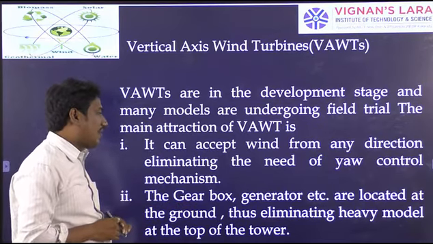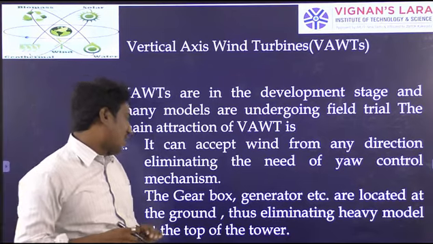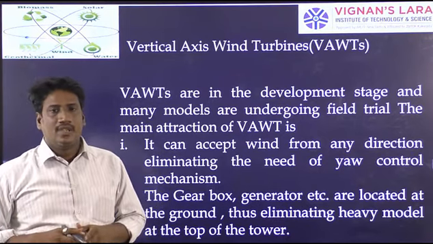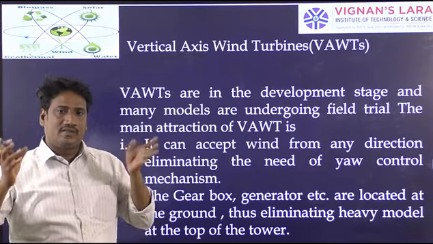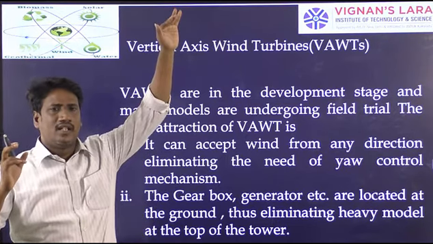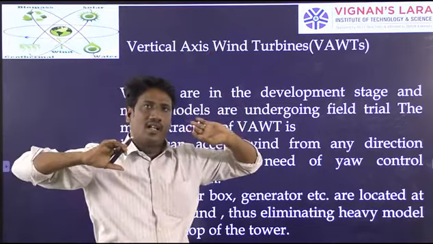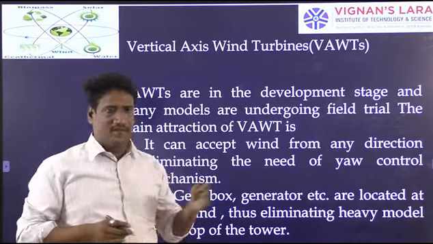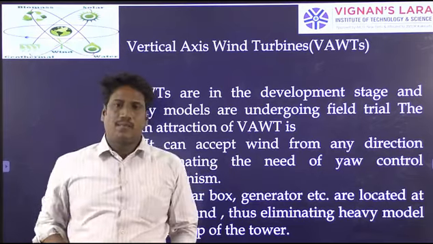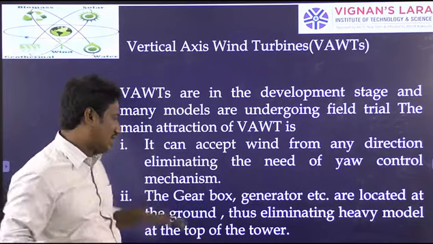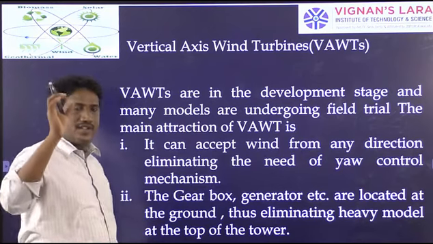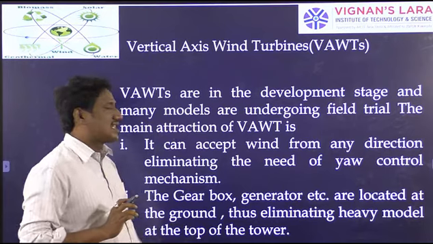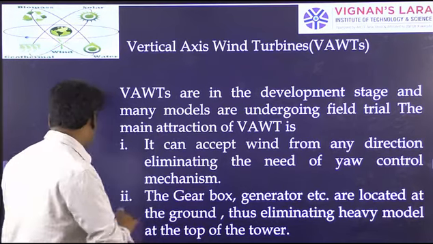The gearbox, generator, etc. are located at the ground level. Before, in a horizontal axis wind turbine, the generator, gearbox, and switchgear mechanism, everything, are placed on the top of a tower, so you need a strong tower construction. Whereas here all these components are placed on the ground, so there is no need of a strong or heavy tower in vertical axis wind turbines.